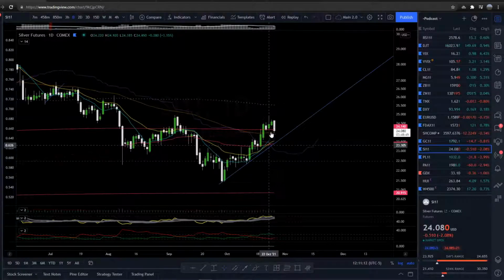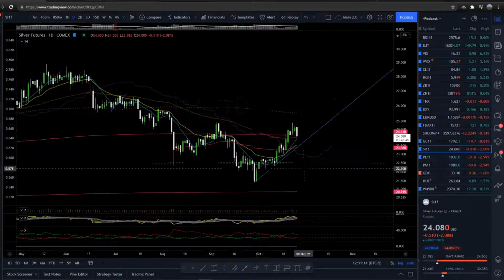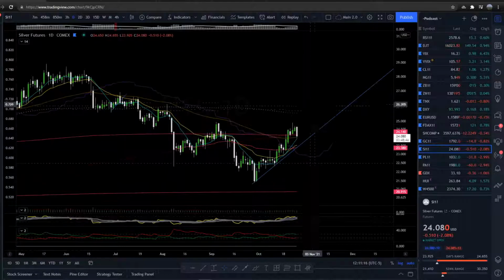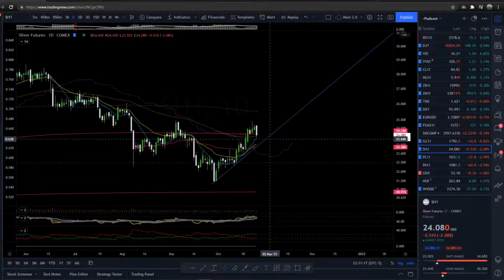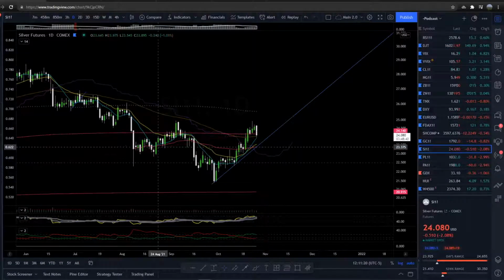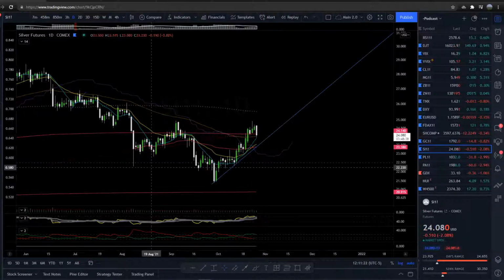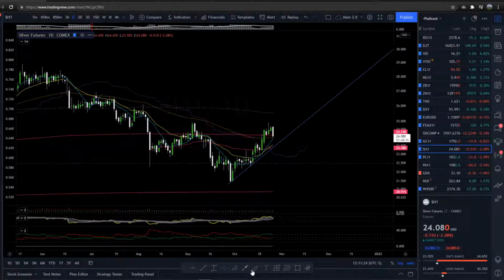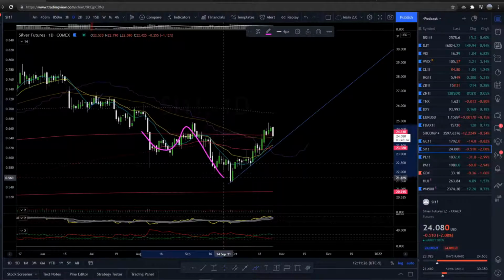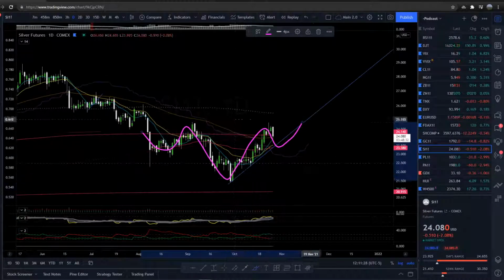And yes, the EMAs are pretty sloppy. 200s right here, all that jazz. Will this create some type of inverted head and shoulders on here? It almost looks like it. You almost have this kind of deal going maybe. And that would be right on the trend line.